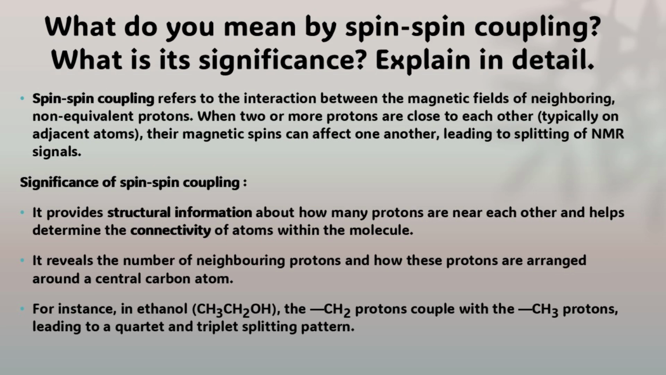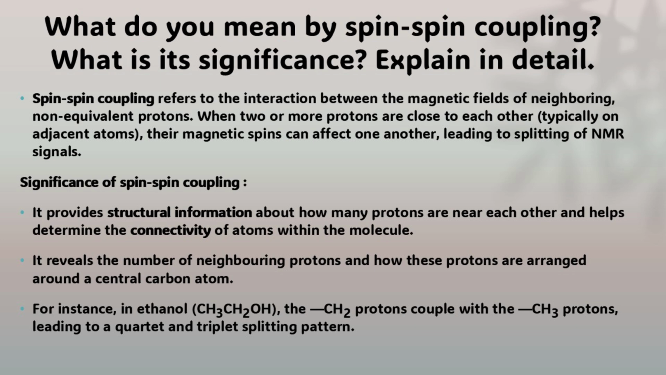The next question is question number 52. What do you mean by spin-spin coupling? What is its significance? Explain in detail. The answer to this question is, spin-spin coupling refers to the interaction between the magnetic fields of neighboring, non-equivalent protons. When 2 or more protons are close to each other, typically on adjacent atoms, their magnetic spins can affect one another, leading to splitting of NMR signals.